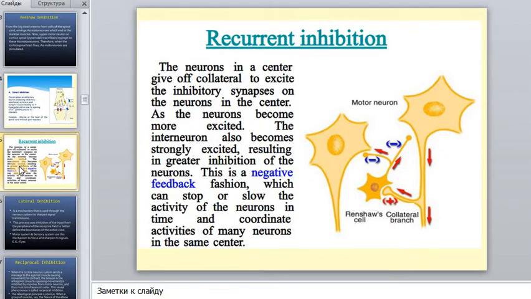And one more, the neurons in the center give off collateral to excite the inhibitory synapses on the neurons in the center. As the neurons become more excited, the interneuron also becomes strongly excited, resulting in greater inhibition of the neurons. This is a negative feedback function which can stop or slow the activity of the neurons in the time and coordinate activities of many neurons in the same nerve center.